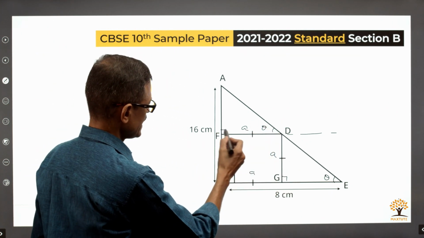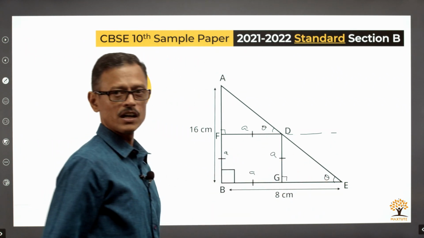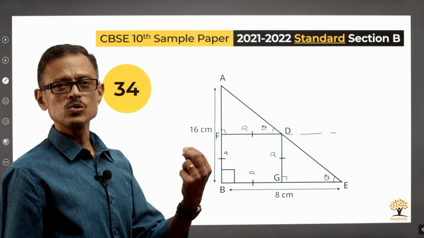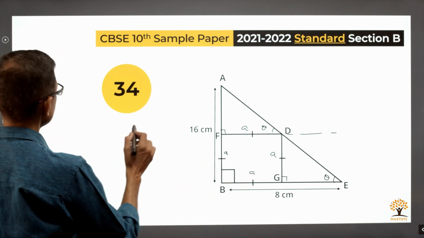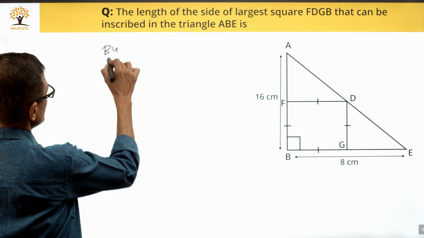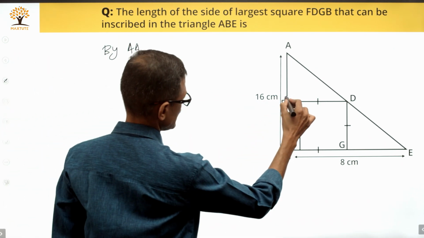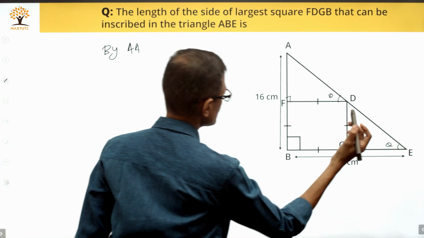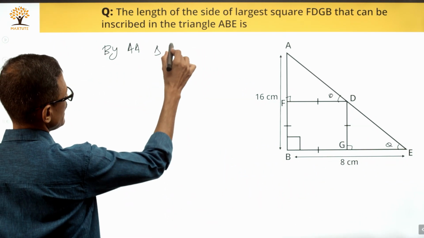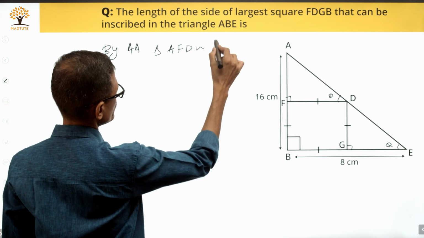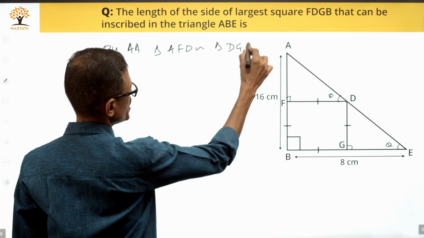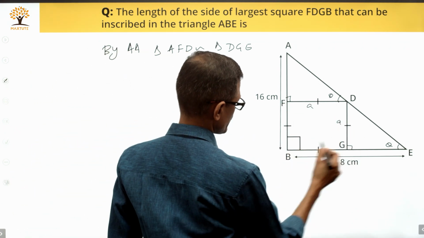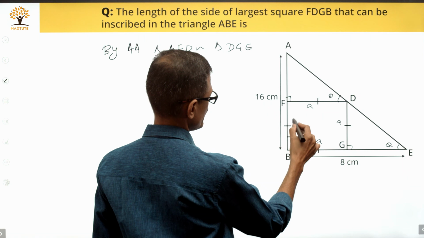So, theta and 90 are the two angles in triangles AFD and DGE, which make these two triangles similar triangles. By AA, this is 90 degrees, and corresponding angles are equal, therefore, these two are theta and theta. By AA, triangle AFD is similar to triangle DGE. We said FD measures A, DG measures A, BG measures A, and FB measures A.